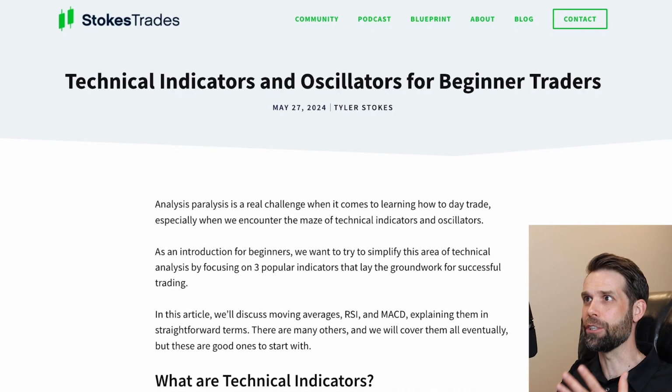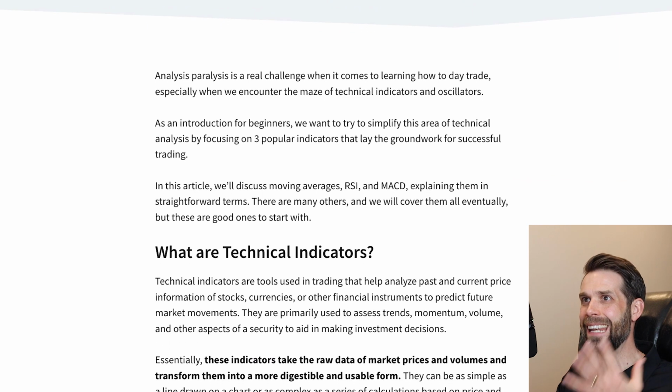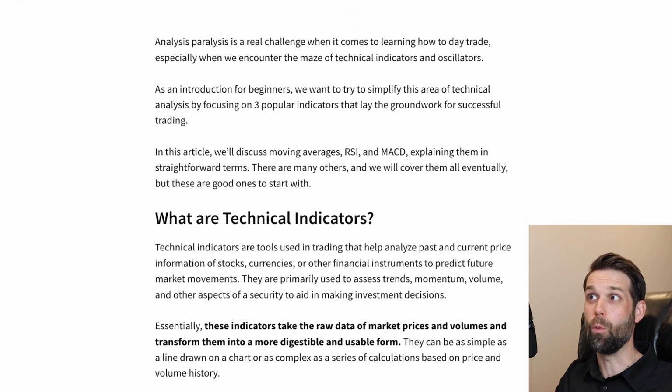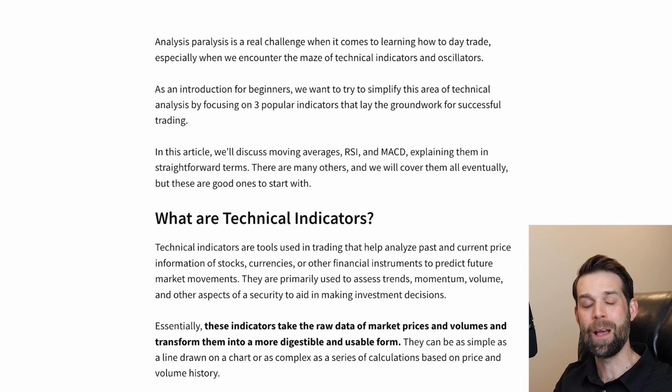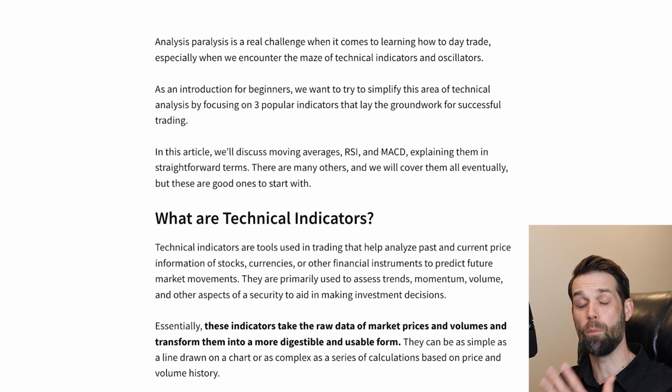Okay, so technical indicators and oscillators. Now, analysis paralysis is a real thing with learning how to become a day trader. There's a lot of information to learn, and you can get caught up in the maze of these technical indicators. So what we want to do here is talk about what they are, how they're used, and then review 3 popular ones. This is by no means a complete guide to these technical indicators. You're probably going to want to review them even more, and we're going to create even more information about them. But it's a good thing to review what these indicators are, and then review 3 popular ones.